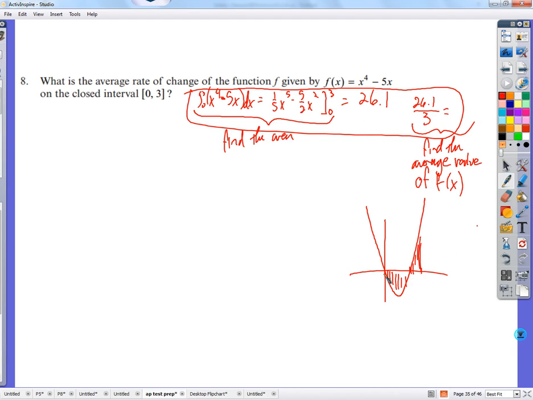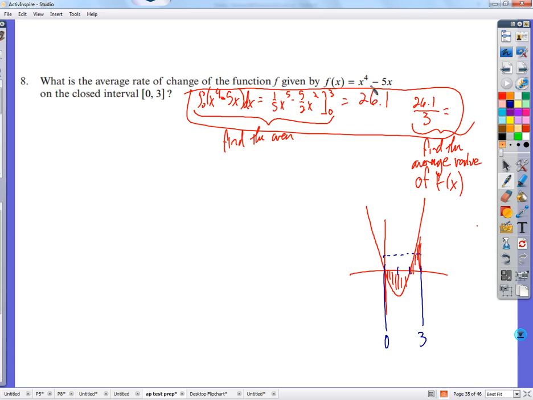If we then divide it by 3, this is 0 and this is 3, if we divide it by that width, then it's going to give us the average value, which will be somewhere in here. That's what this is that we just found. We don't want the average value of the function, we want the average rate of change, or the average value of the rate of change, or the average value of the derivative.